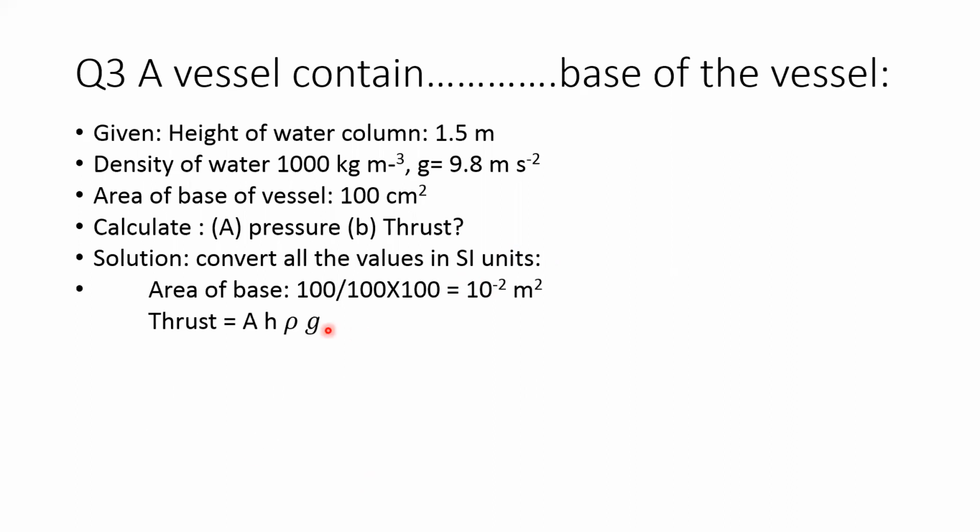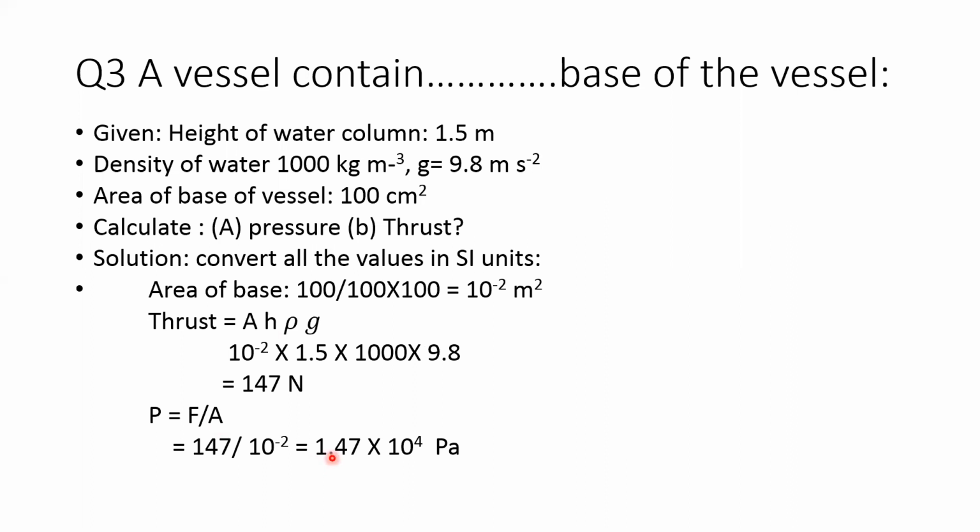Then for the thrust we will apply the formula area into H into rho into G. So it will be equal to 147 Newton. We simply multiply all the values: area's value, height, then density, and then acceleration due to gravity. Then we apply the formula of pressure, either H rho g or thrust upon area. Any formula you can apply. So you'll get the value 1.47 into 10 raised to power 4 Pascal. So this is the solution of this question. Any problem?